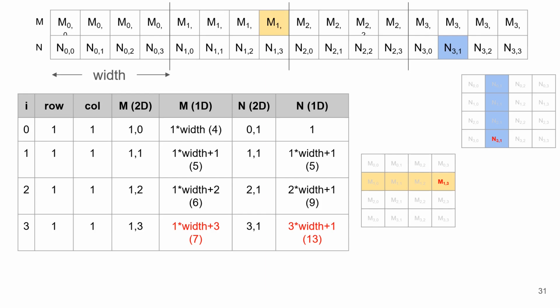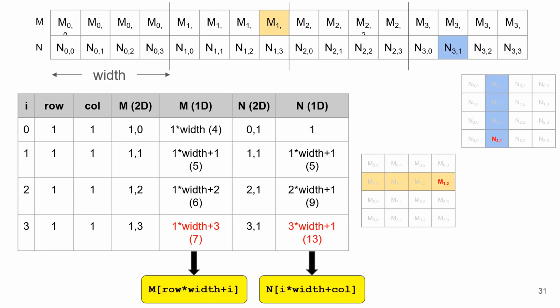And finally, in the fourth iteration, for M13, again we are in the second row plus a displacement of the element within that row. So that is 1 multiplied by width plus 3. For N31, we have to traverse 3 rows and add the column index to that, which is 3 multiplied by width plus 1. And here we go with the expressions where the M index is row multiplied by width plus I, and the N index is I multiplied by width plus column.